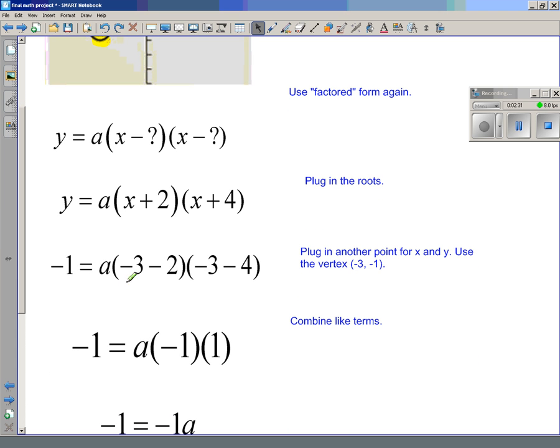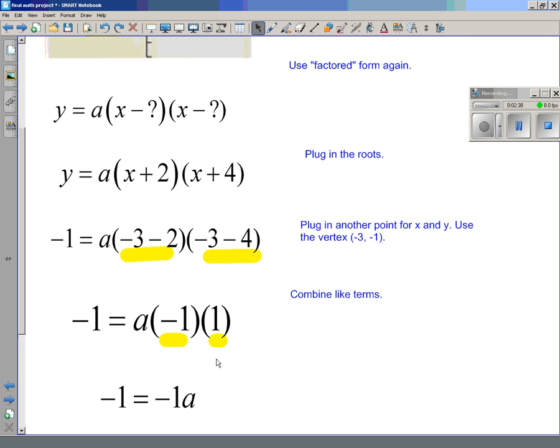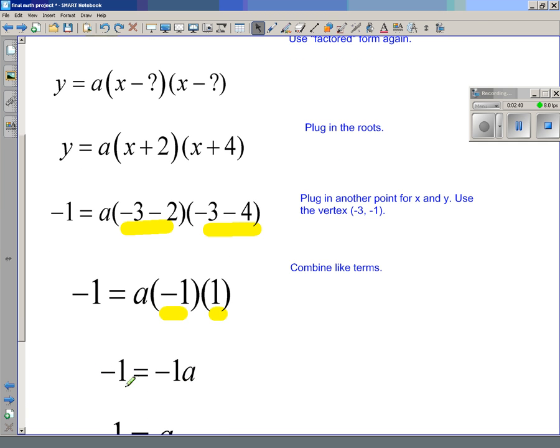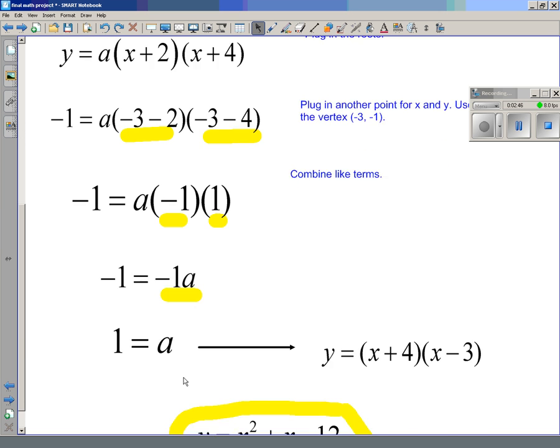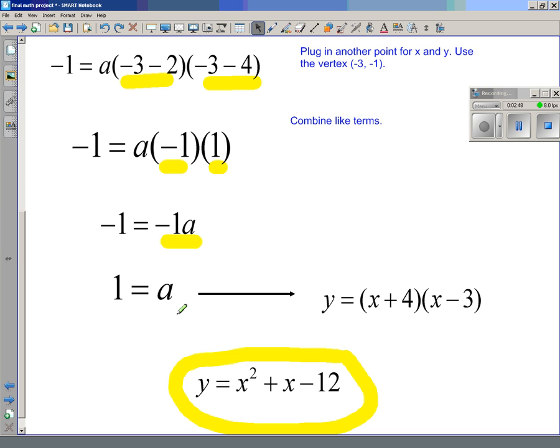Combine the like terms and use parentheses to get negative 1 equals a(negative 1)(1). Negative 1 times 1 is negative 1. You get negative 1 equals negative 1a. When you simplify that, you get 1 equals a. Then you have to plug the a back into the equation, and it's just 1, which would be right here. So you get y equals (x plus 4)(x minus 3).